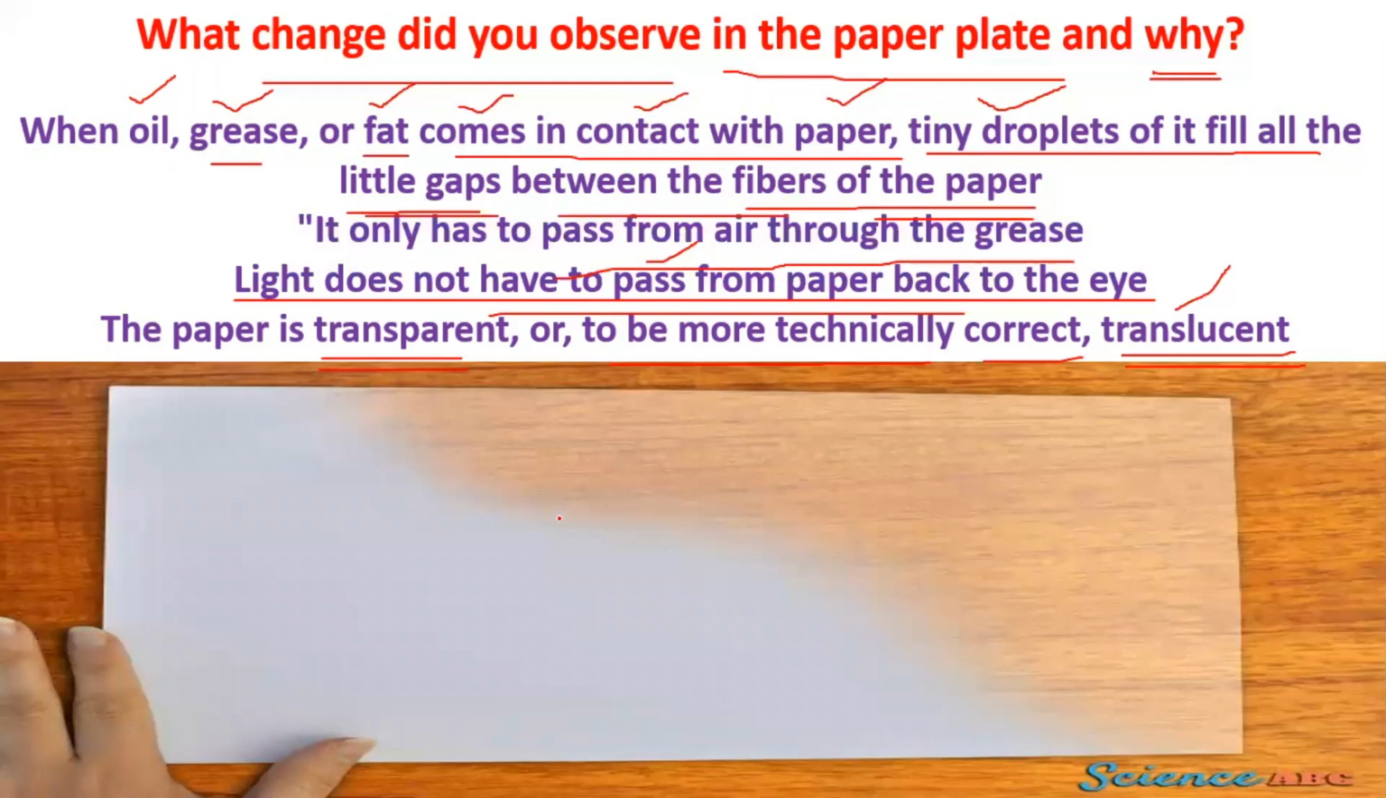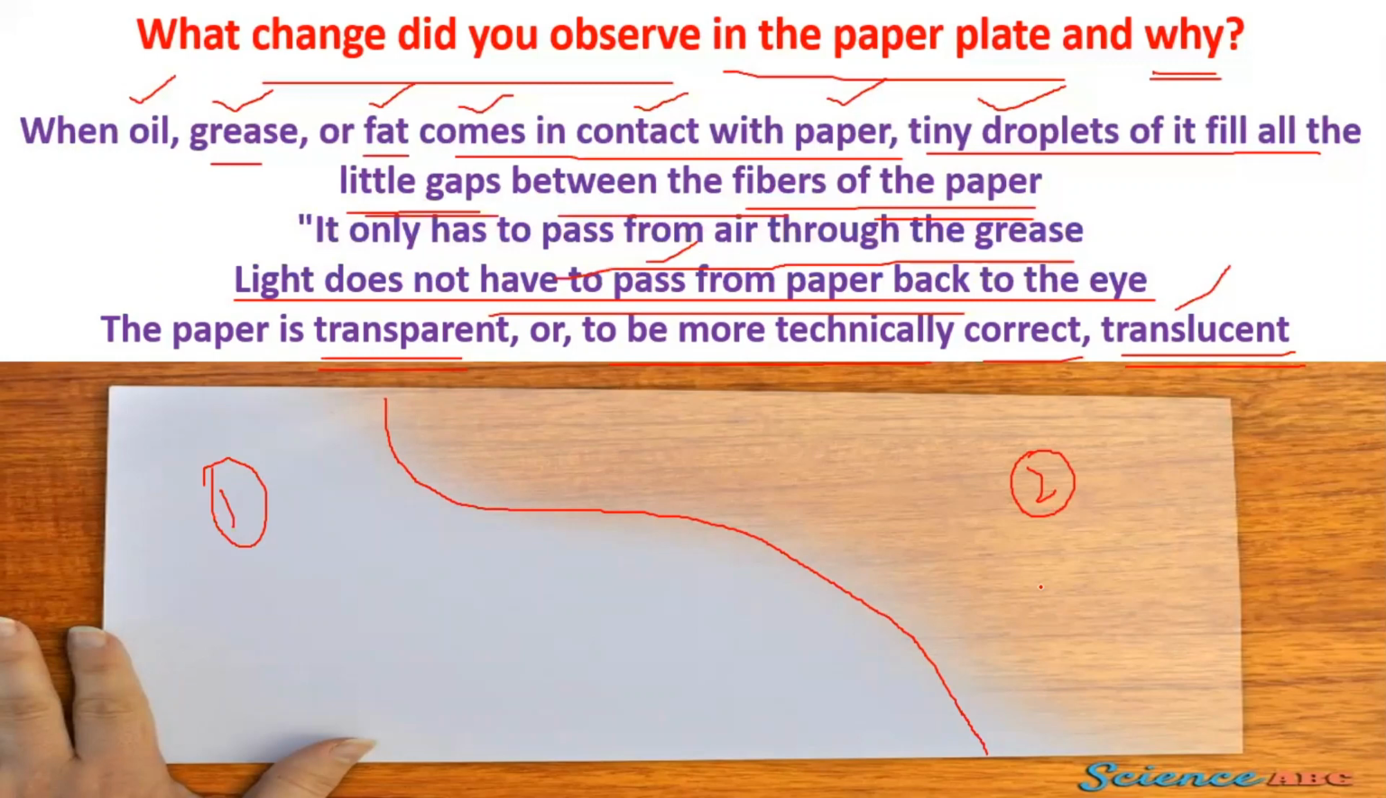So you can observe this picture. Let's divide it into two parts. This is the first part, this is the second part. In the first part, it is white in color, so nothing is applied on it. In the second part, you can observe the change. The translucent paper will be like this.